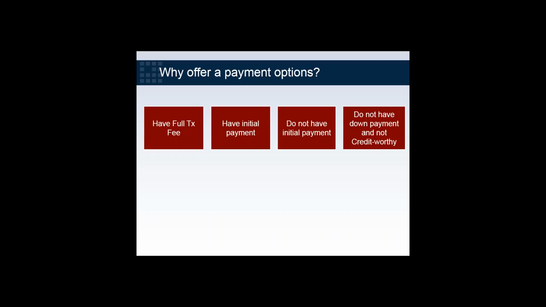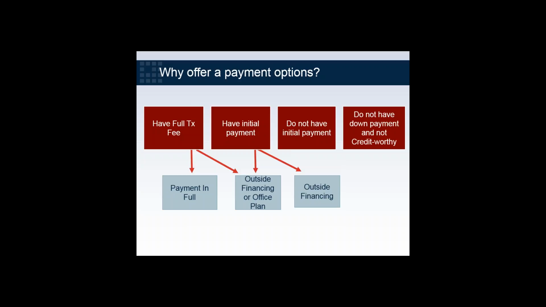So what happens to these people? Well, that group who have full treatment, they schedule, and they go ahead and they make a payment in full. Now, the people who have the initial payment, along with those people who have a full treatment fee, might use an outside financing plan or an office payment plan. The people who do not have a down payment definitely are going to use outside financing with the initial payment.